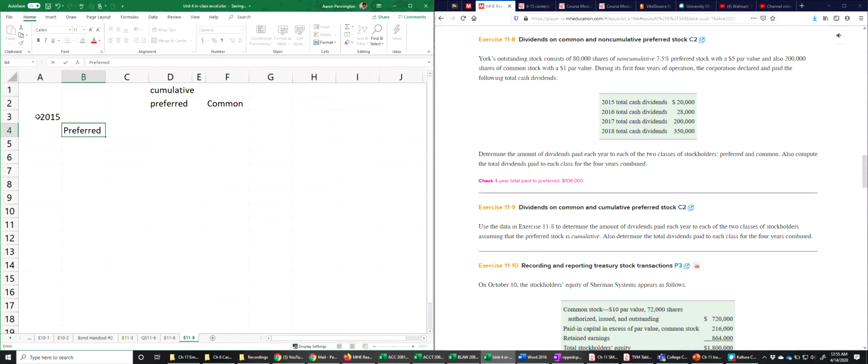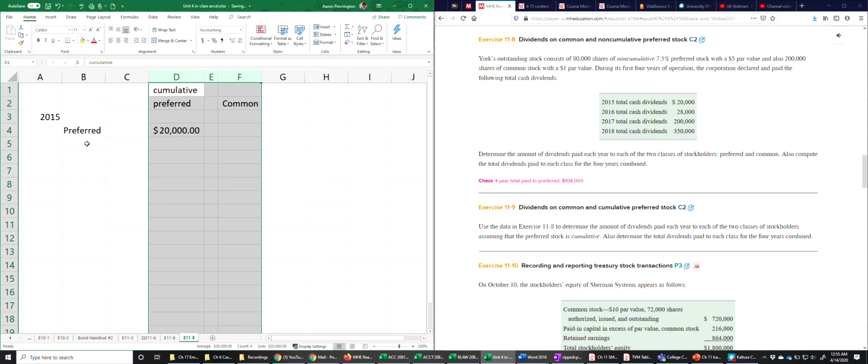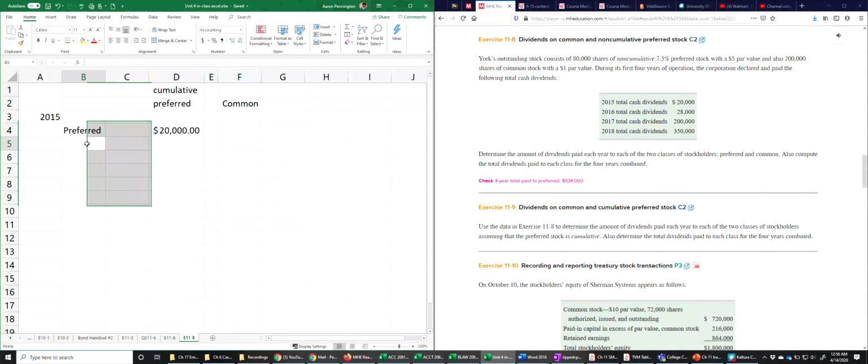Preferred. In 2015, 20,000 paid. The preference is 30, so all of the dividend goes to the preferred shareholders. And then there's $10,000 that is said to be in arrears, because since they're cumulative, the preferred shareholders are entitled to $30,000 each year. They didn't get it, so it rolls forward.